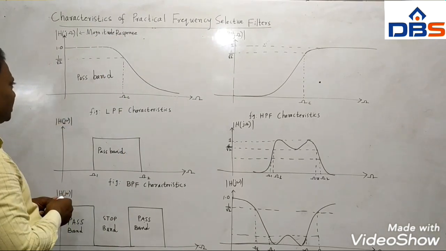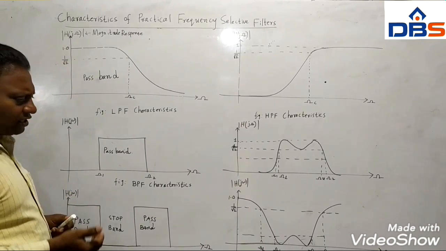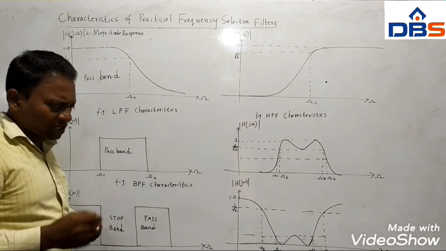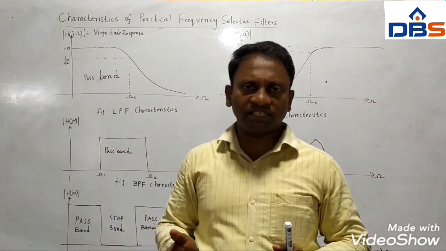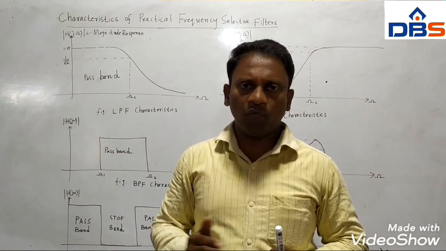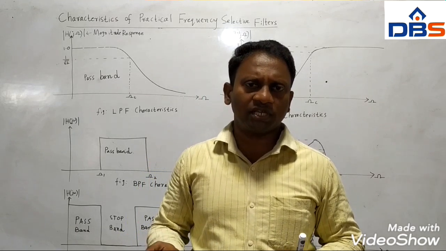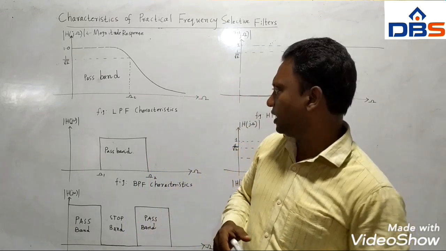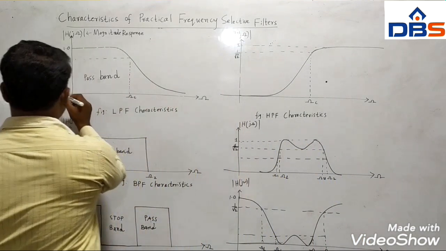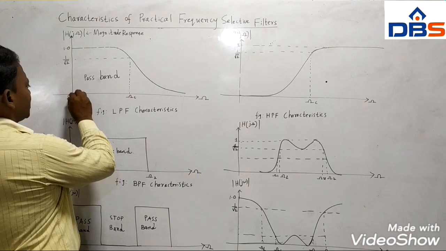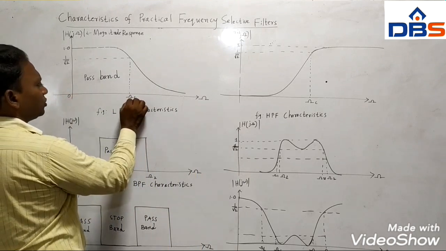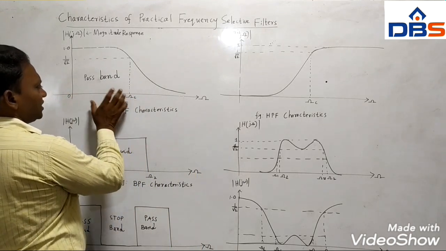Magnitude response of the filter. And low pass filter means, first we will see low pass filter. Low pass filter is a filter which passes low frequencies up to cutoff frequency. Low frequency means the frequencies which are near to the origin, like this. So this is the origin, and if the filter passes only from 0 to this omega c, that is called cutoff frequency.